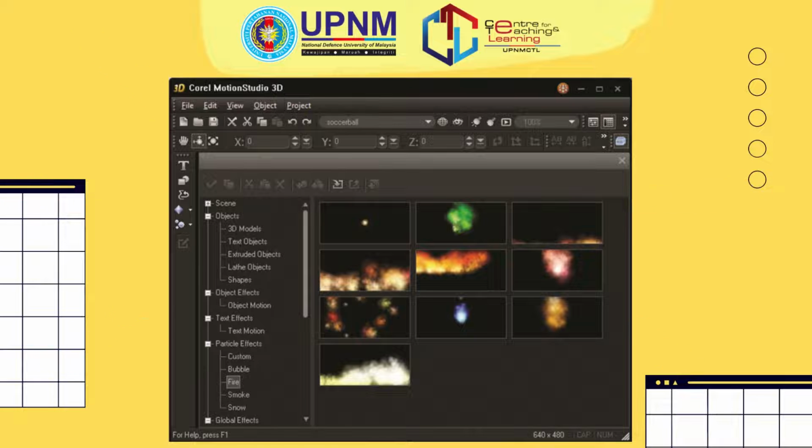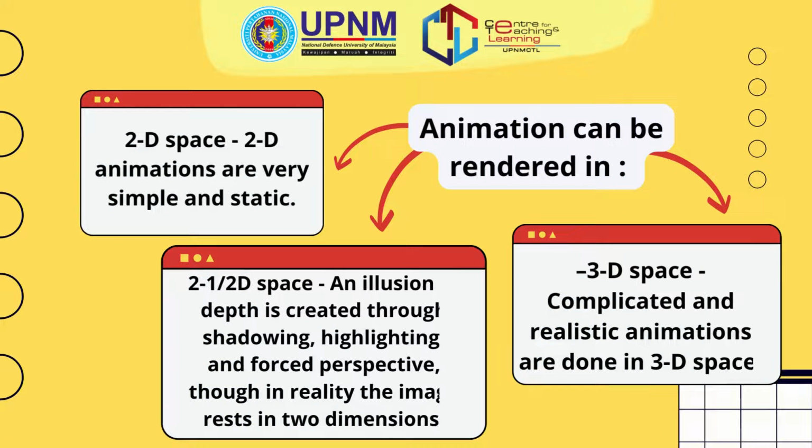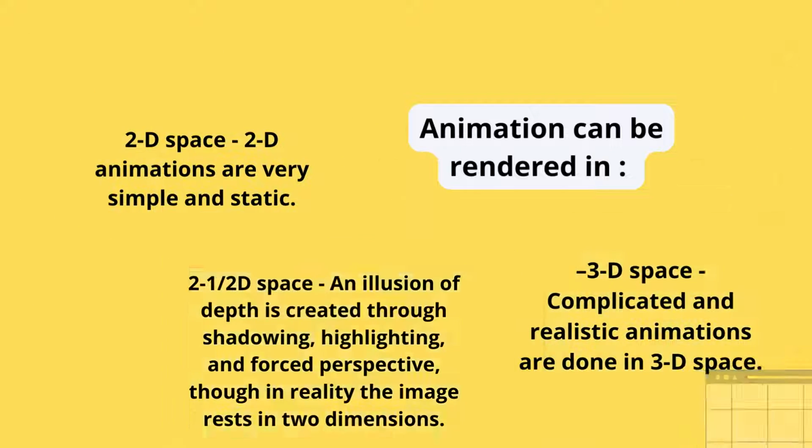Many animation effects can be added to your project. Animation can be rendered in 2D space. 2D animations are very simple and static. In 2-1/2D space, an illusion of depth is created through shadowing, highlighting, and forced perspective, though in reality the image rests in 2 dimensions. In 3D space, complicated and realistic animations are done.